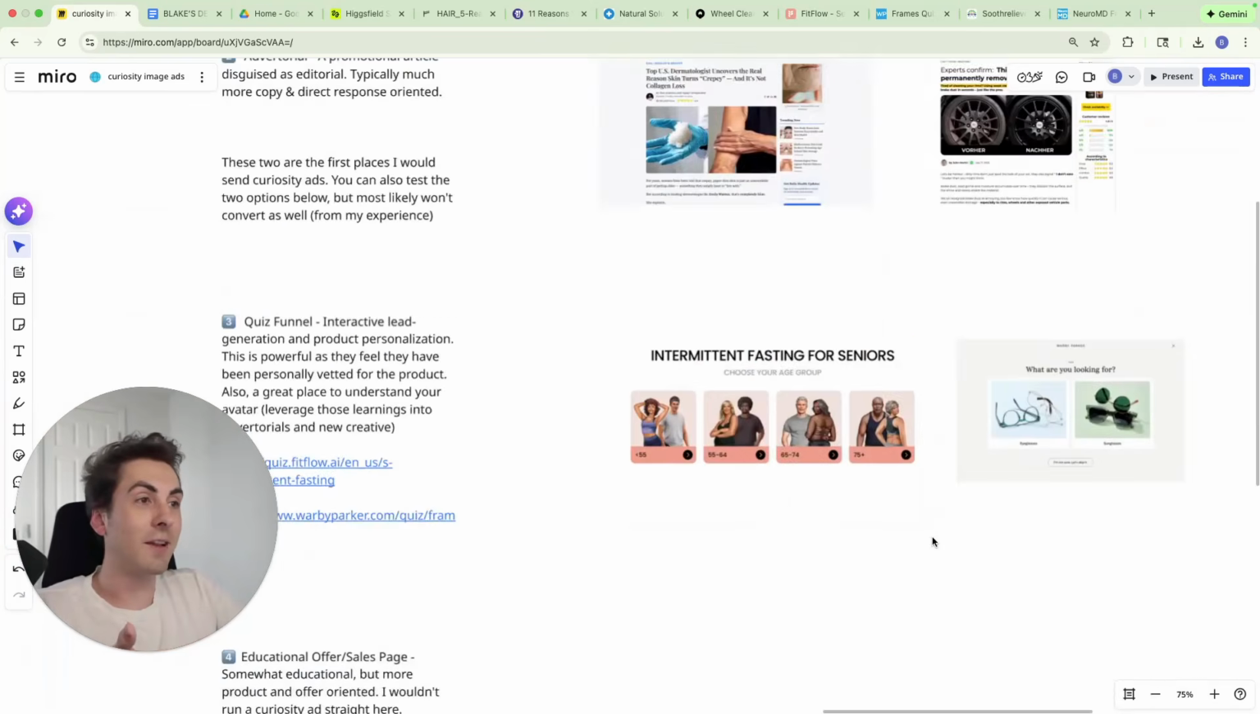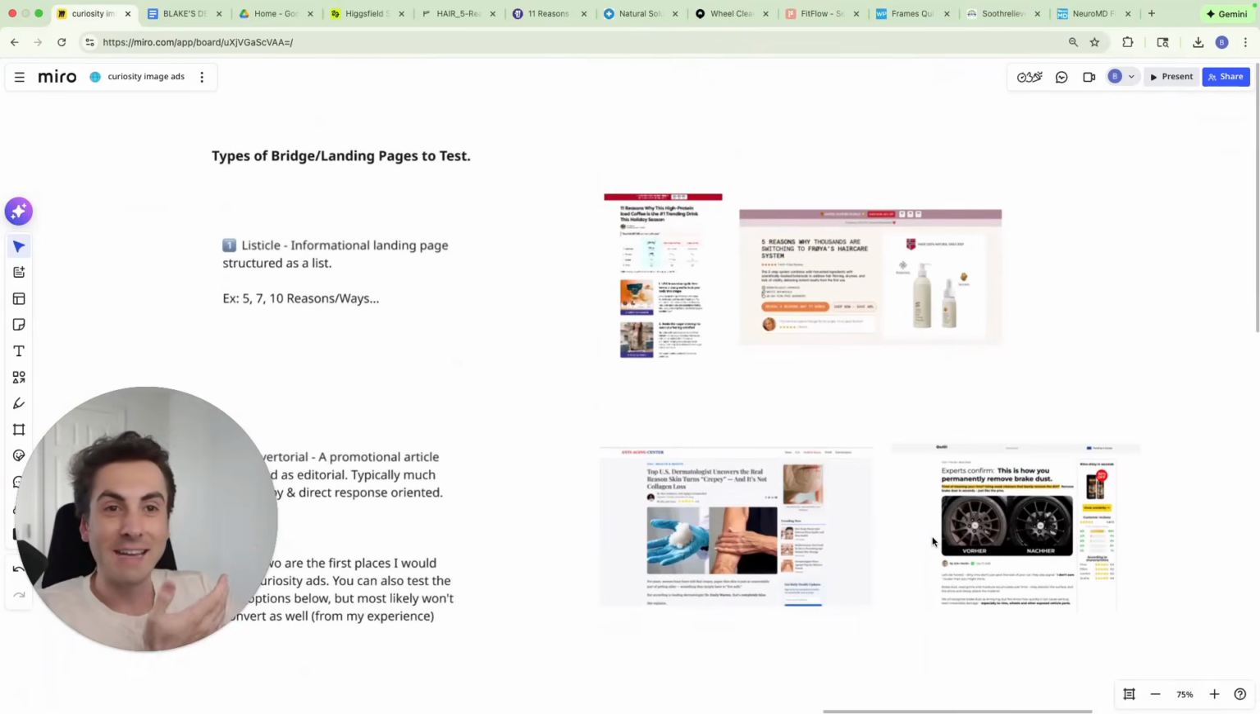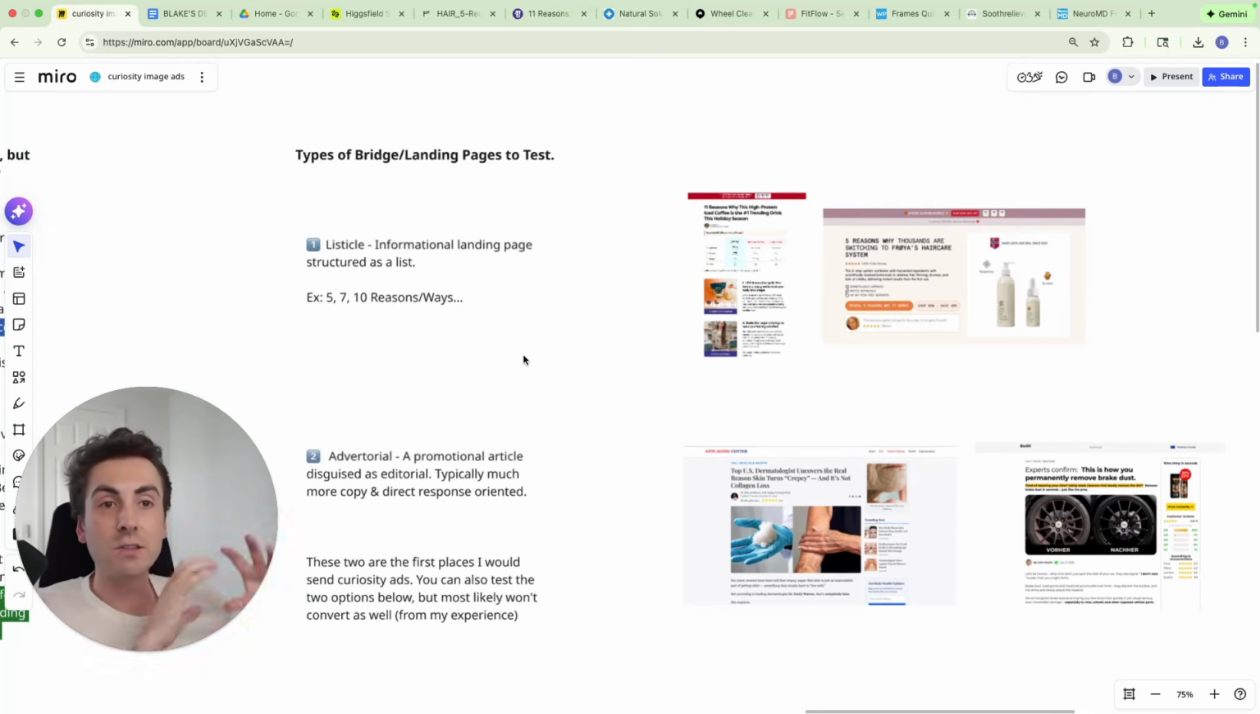What do some of these look like? Well, we're going to get into exactly what they look like, show you 7, 8-figure landing pages, how to replicate them, and why they work. So now you have your native image ads or your curiosity image ads. Where do you send the traffic? What should the URLs on your website look like and the landing pages to send the traffic?